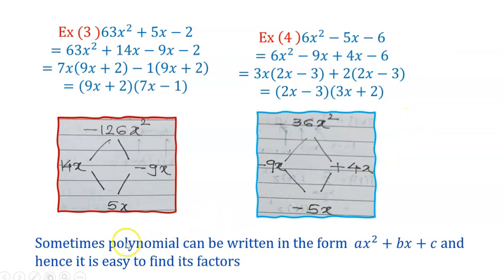Okay. Now next, some polynomials can be written in the form ax square plus bx plus c, and hence it is easy to find their factors.